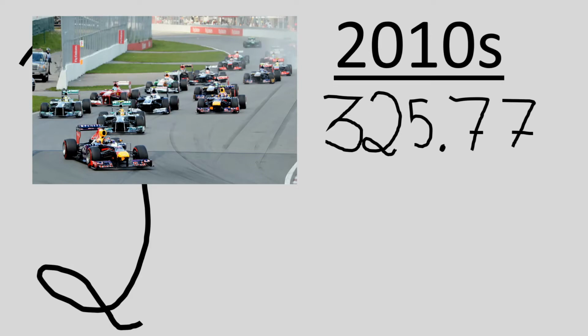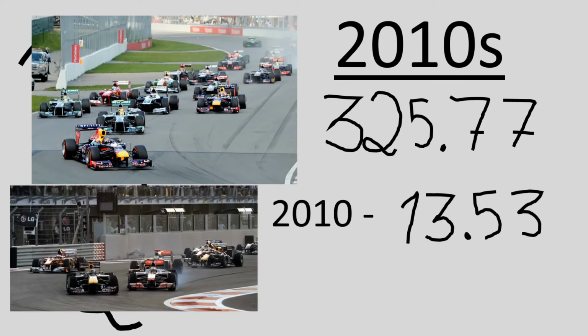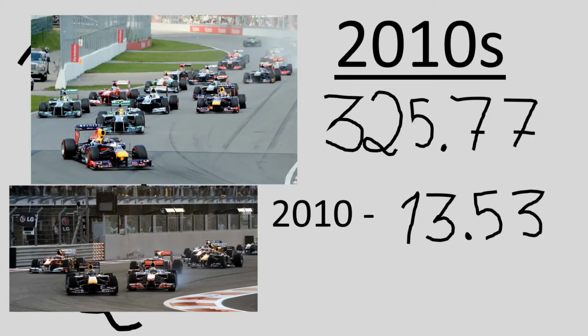The 2010s. And this decade had a score of 325.77, with, you can probably guess which is going to be the best year, 2010, 13.53, the lowest score we have seen yet. And it was of course that incredible title battle between Alonso and Vettel, and I mean at one point Webber, Hamilton, Button was in it at one point as well.